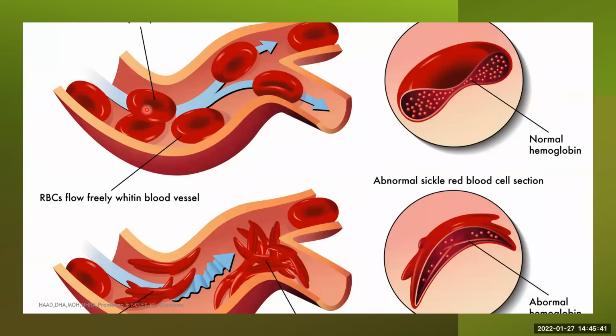See, usually RBCs move freely through the blood vessels. When they take an abnormal shape, it causes thrombus formation. The thrombus will be formed in between the cells and it alters the normal circulation, and it causes ischemia.